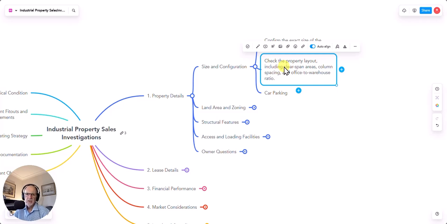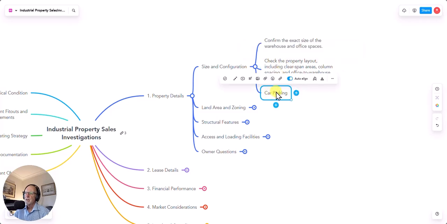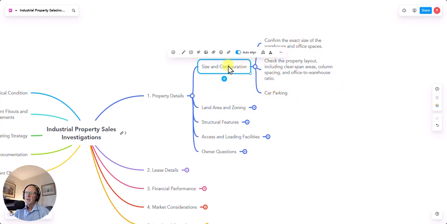Then we have car parking, of course, and car parking is so important in our game. Businesses today have people, staff, customers who need to park the car. So what is the car parking? How does it work? And how does it fit into these other three categories in size and configuration? Because that is the basic information that you need.